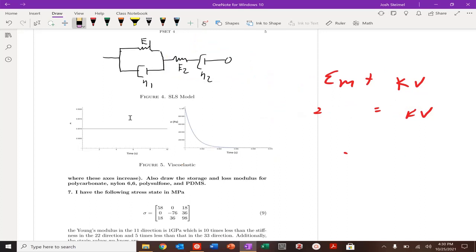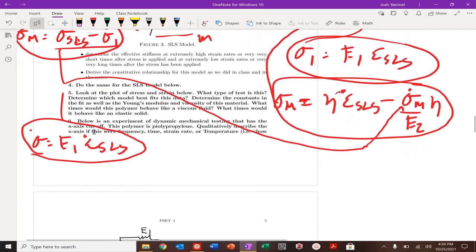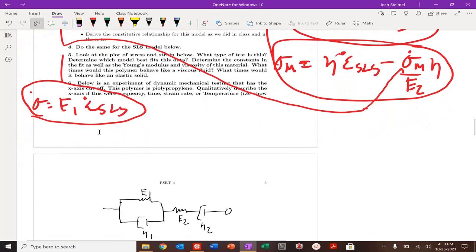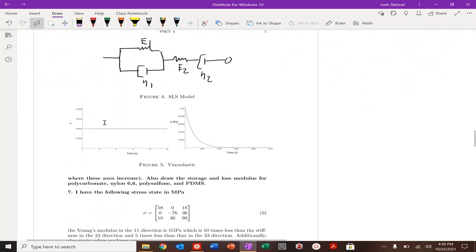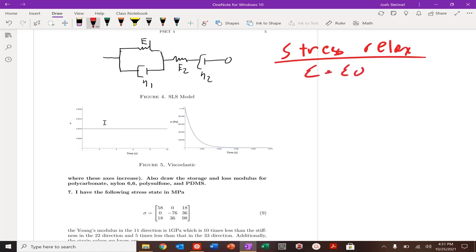So what type of test is being represented in the following? Let's look at number 5. Look at the plot. What type of test is it? Determine which model best fits the data, determine the constants, Young's modulus, viscosity, and so on. Okay, so I'm applying a constant strain, and then I am measuring essentially the stress. So this is basically an example of stress relaxation. Our epsilon naught is equal to 0.001, and then I am measuring a stress relaxation.